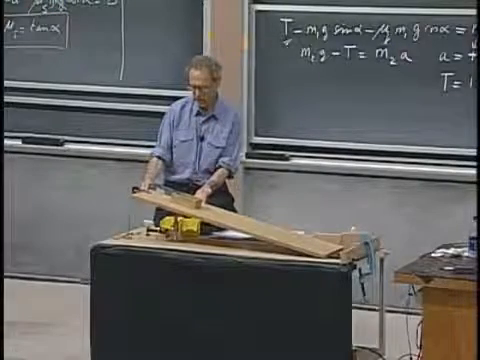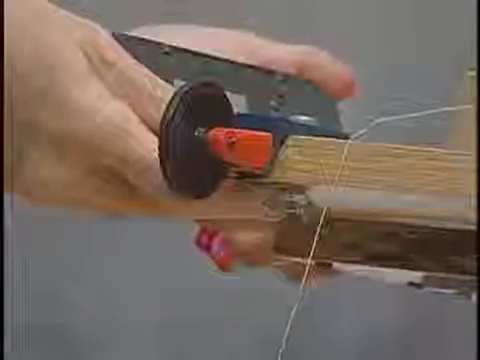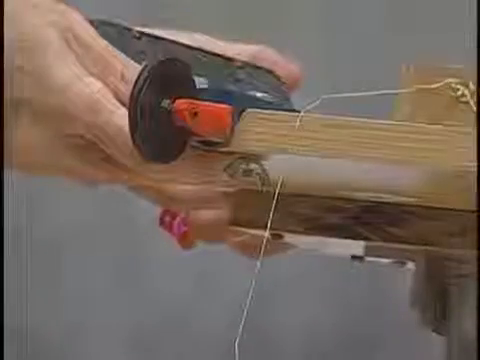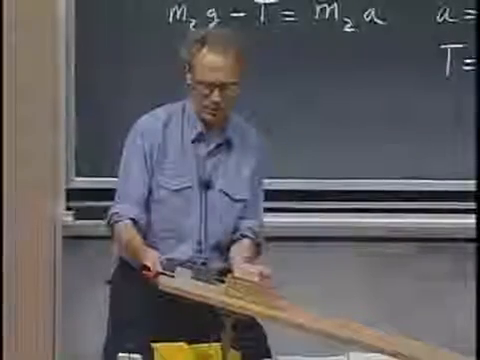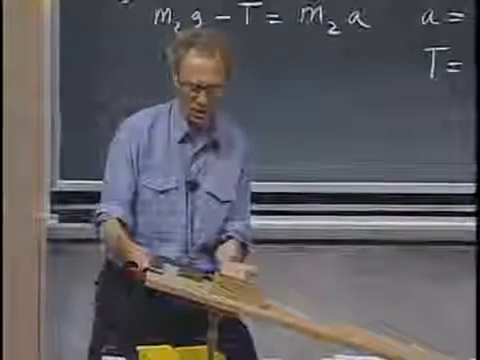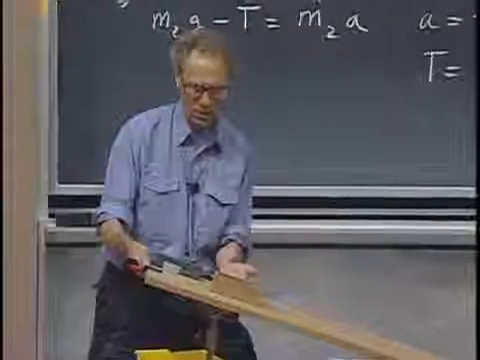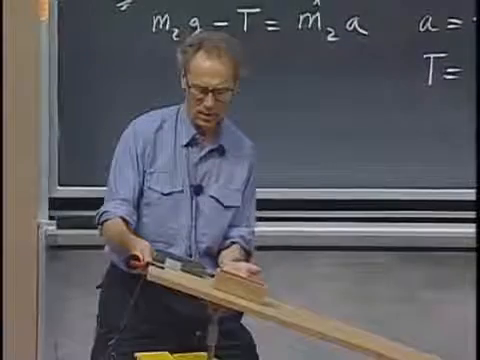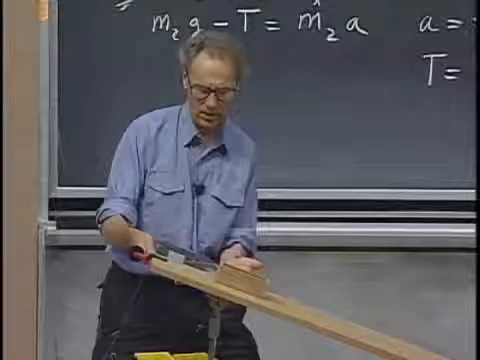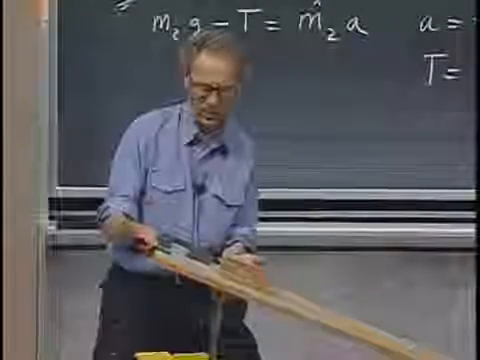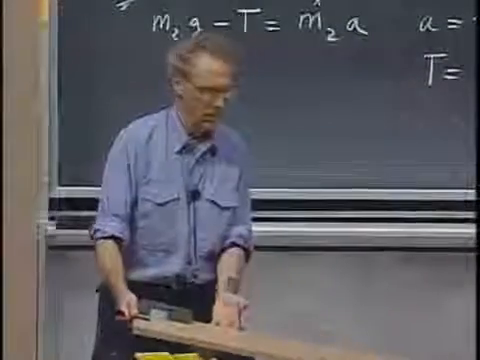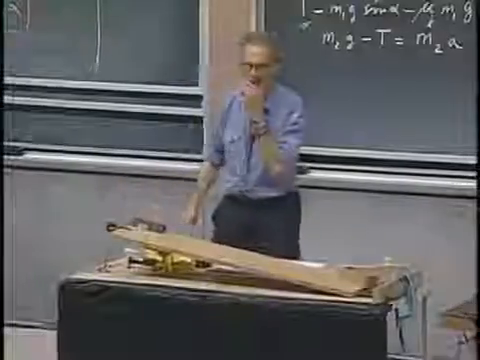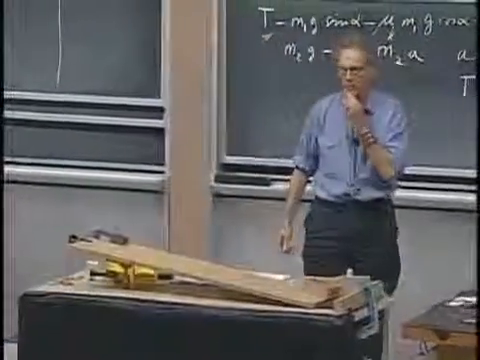Now 10 degrees, 11, 12 and a half, 13, 14, 15, 16, 17, 17 and a half, 18, 19, 19 and a half, 20. 20 degrees. It starts to slide at about 20 degrees. Write that down.